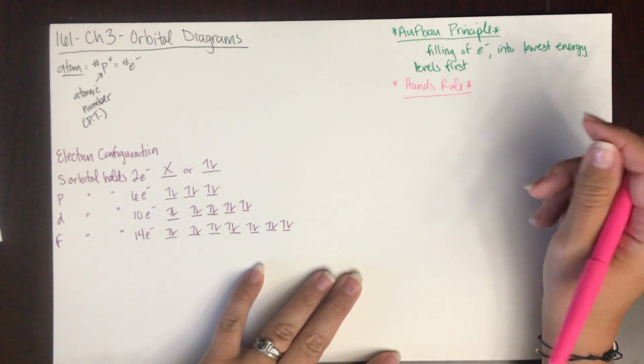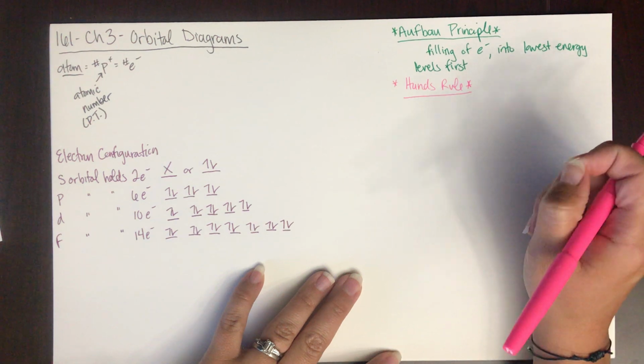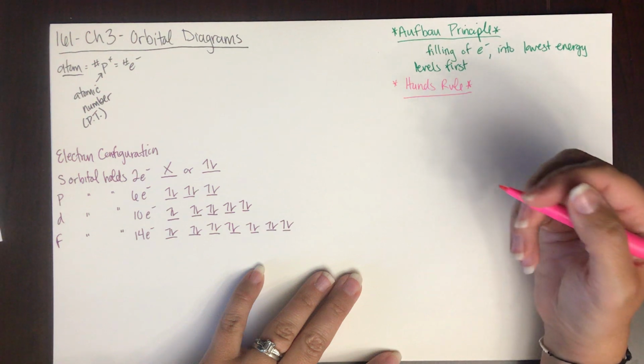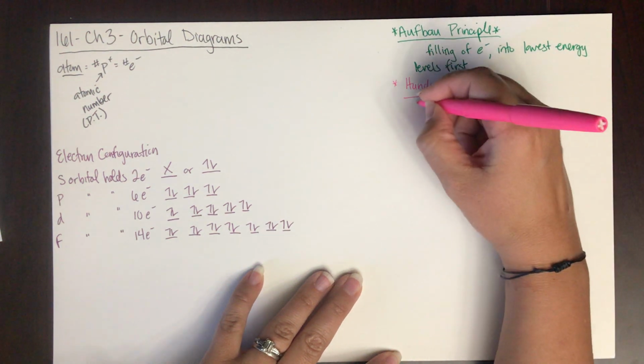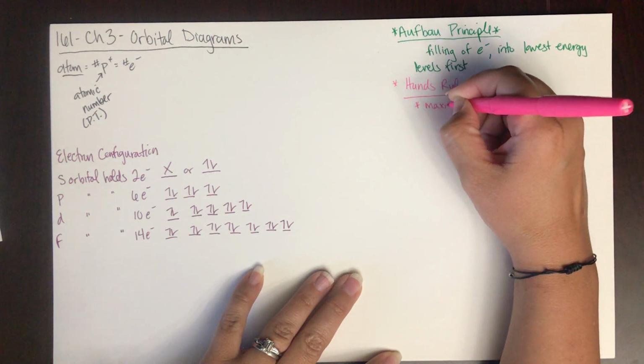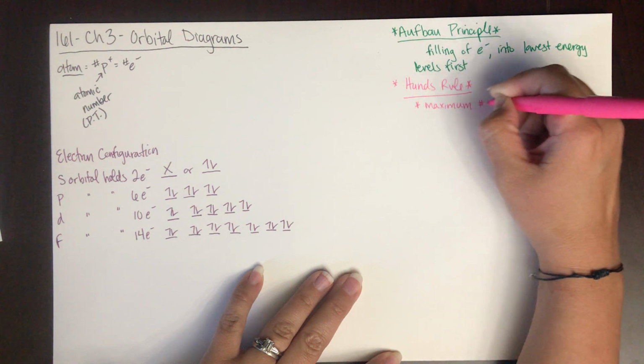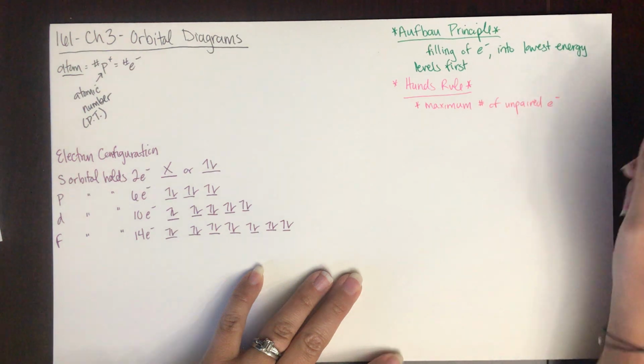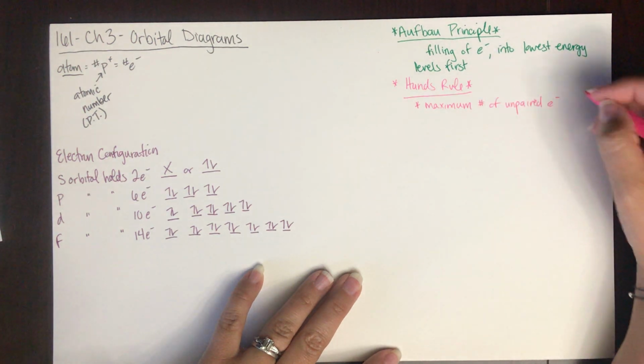Hund's rule says that the lowest energy electron configuration is the one with the maximum number of unpaired electrons with the same spin. So maximum number of unpaired electrons within that orbital.